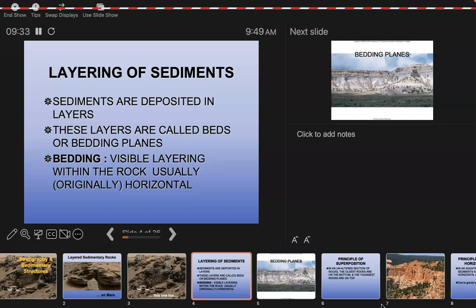So sediments are deposited in layers. All right, I've said that a couple times already. Hopefully it's kind of obvious. We call those layers beds, sometimes bedding planes. I often just call them layers. So bedding is visible layering within the rock. Those of you that had lab yesterday, we were looking at shale and mudstone, and I told you the big difference between shale and mudstone was the appearance of visible layers. All right? This is a great example of another use of that word.